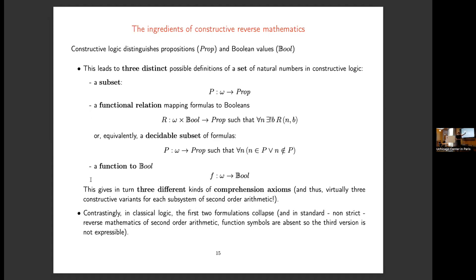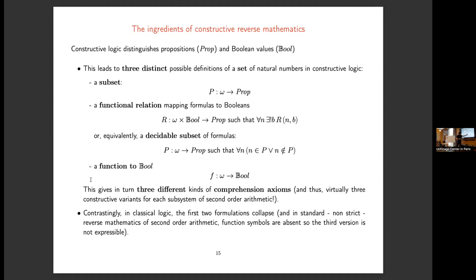As a functional relation, that is, as a function represented as a relation, as a pair of natural number and Boolean value, which is functional. In the end, there is only one B which corresponds. Equivalently, from the constructive point of view, this is the same as saying that the predicate is decidable. So these three different definitions, classically it's the same. So no problem from the classical point of view. But constructively, then it's different.